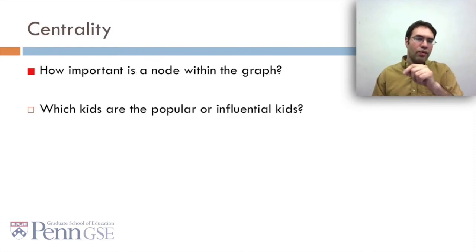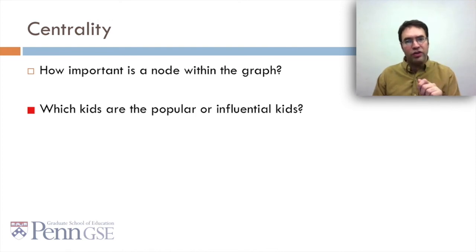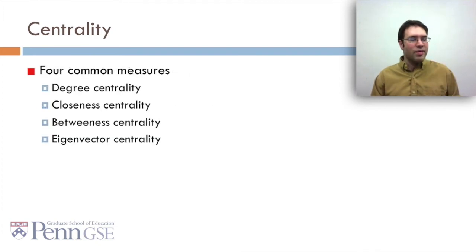Centrality. How important is a node within the graph? Which kids are the popular or influential kids? The kids who you want to persuade that math is cool and crack is whack. Well, there are 4 common measures of centrality: degree centrality, closeness centrality, betweenness centrality, and eigenvector centrality.